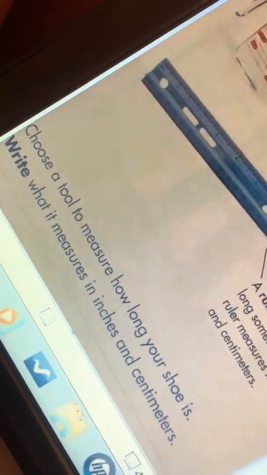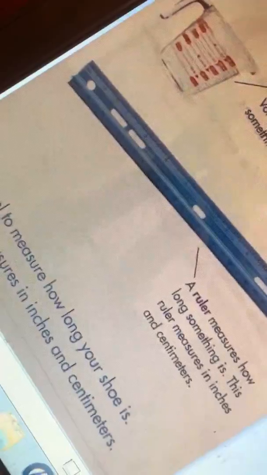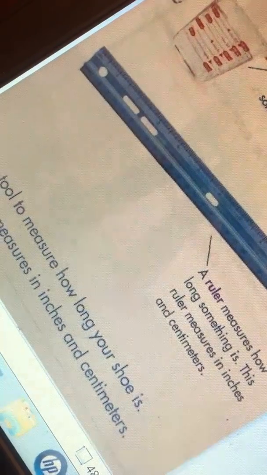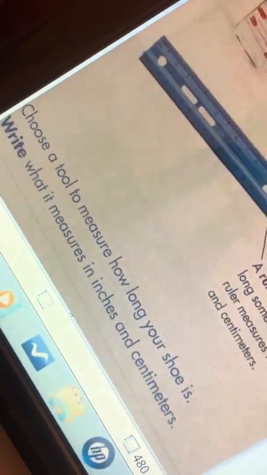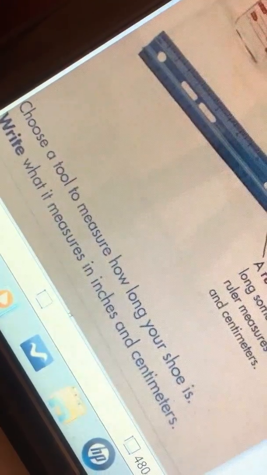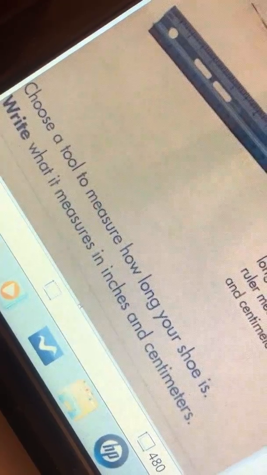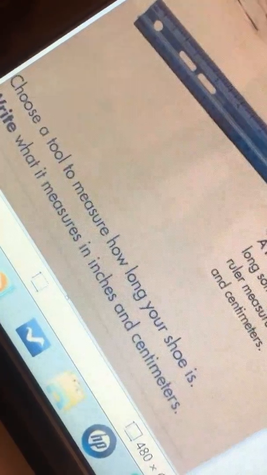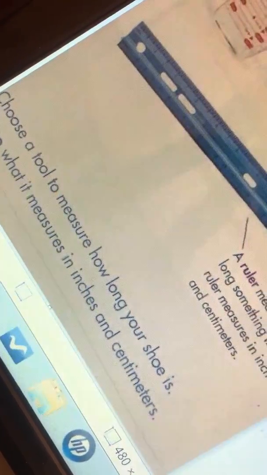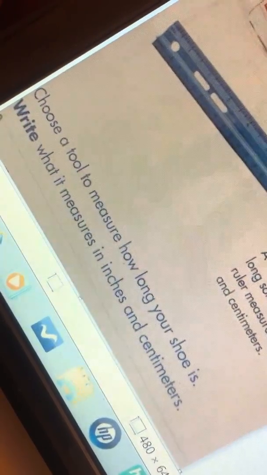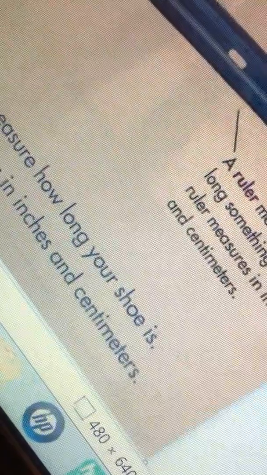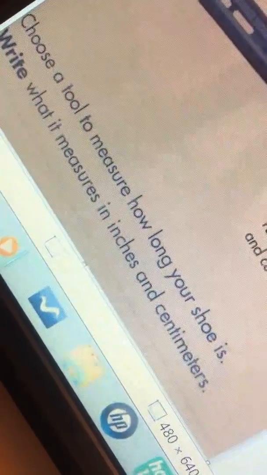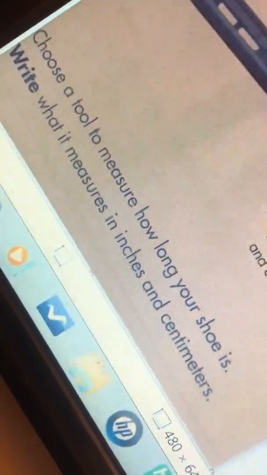Okay, last question here. Choose a tool to measure how long your shoe is. So you can use the ruler or the meter stick to measure how long your shoe is. Write what it measures in inches and centimeters. So you can answer it yourself. All of you measure your shoe. You need to write the result in inches and centimeters, so you can use a ruler or a meter stick.